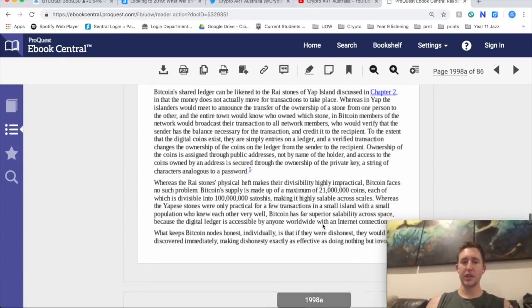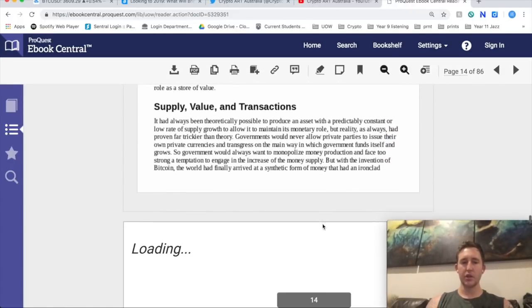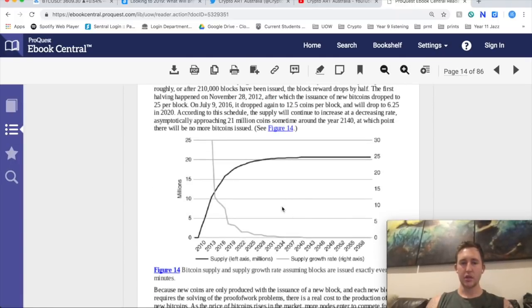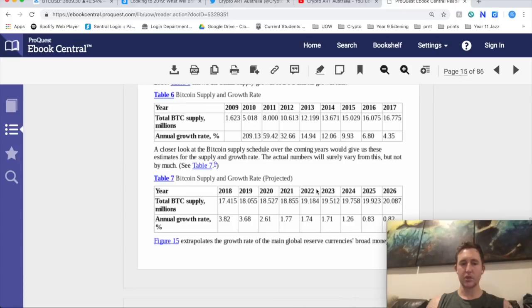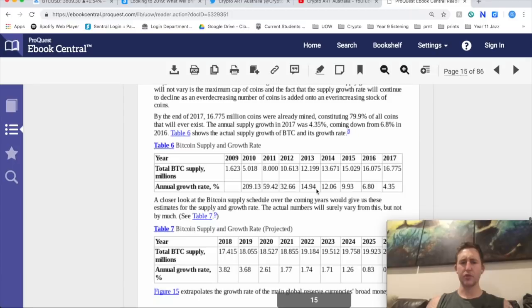So this is a really interesting chapter on digital cash, and in particular on Bitcoin. It goes through supply, value, transactions, and trends in value and transactions over the last 10 years or so. And of course, you can see here, in 2009, the total BTC supply was 1.6 million Bitcoin, and by 2010, that had increased by 5 times, and the annual growth rate was 209%.